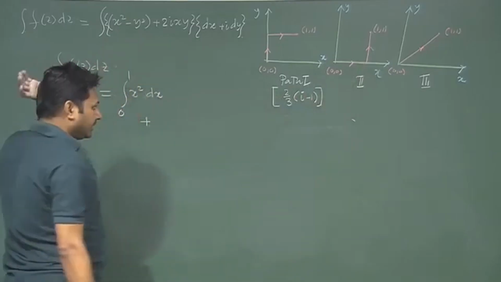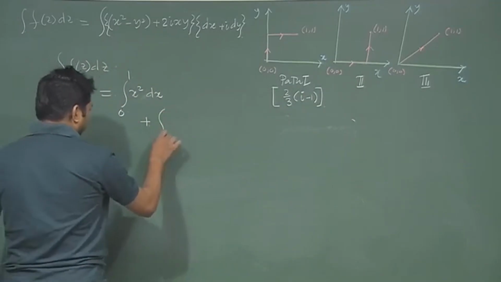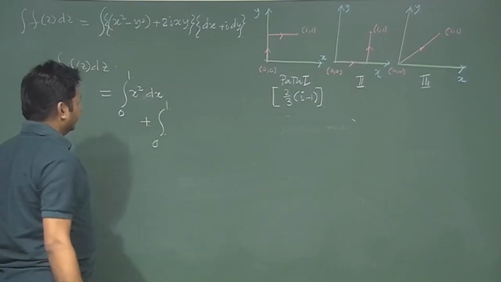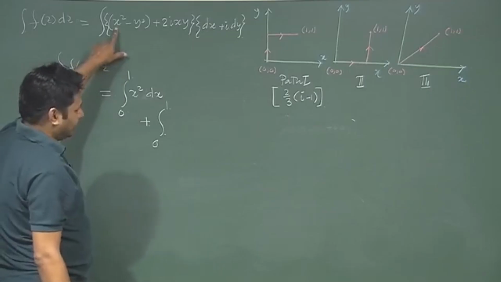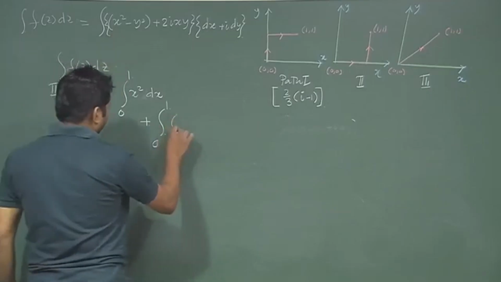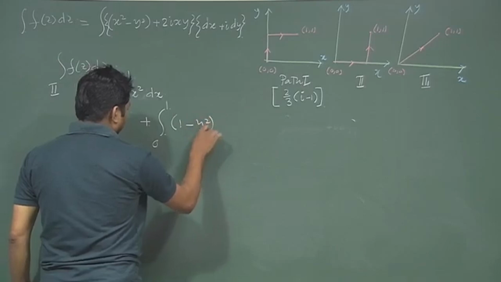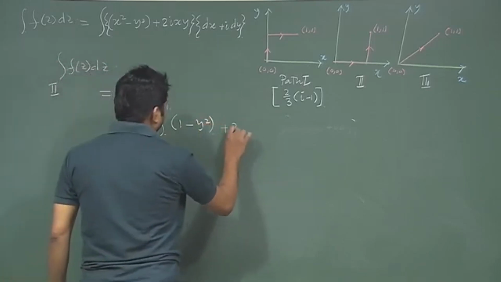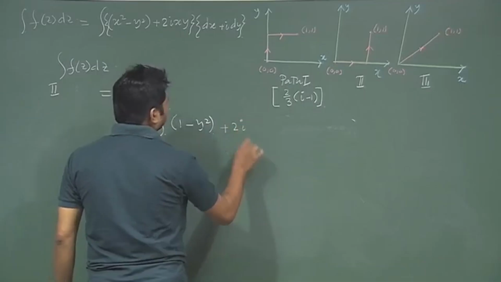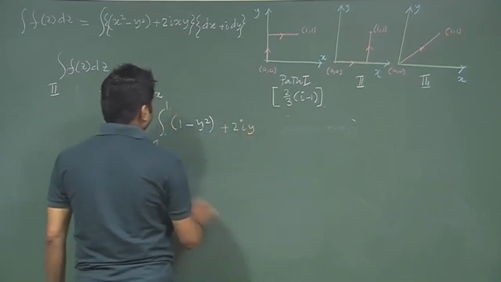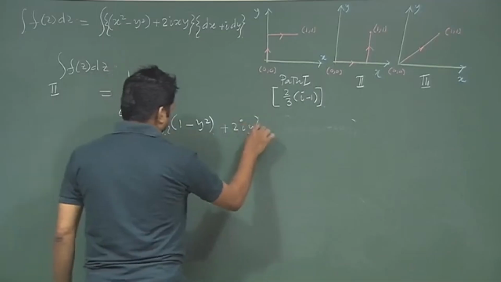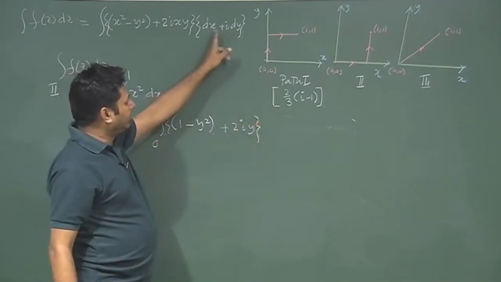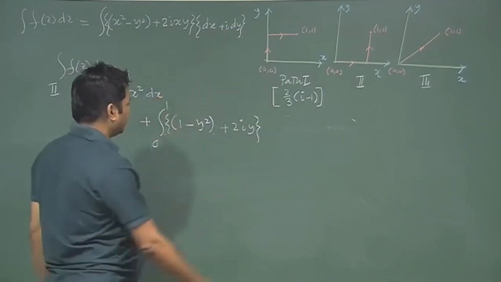What about the next path? In the next path, y is changing. So, the limit is 0 to 1, and the value of x is now 1. So, 1 minus y square plus 2i, x is 1, y is changing, so 2i y. dx is not changing, dy is changing, so it is i dy.